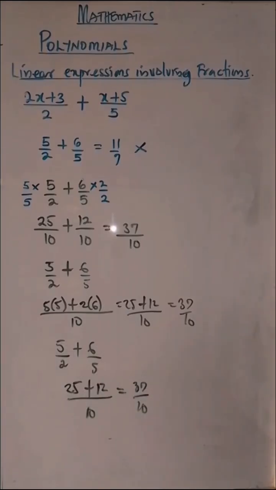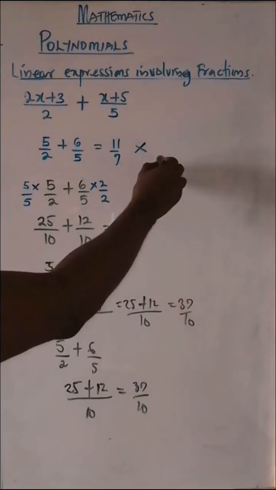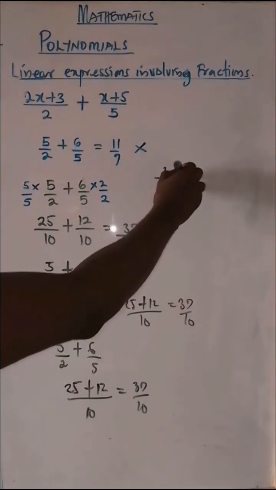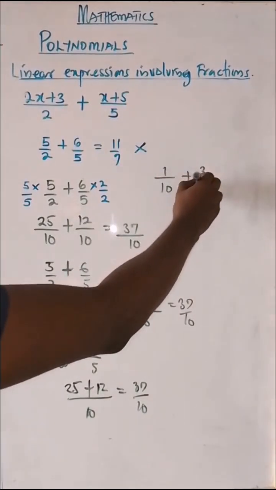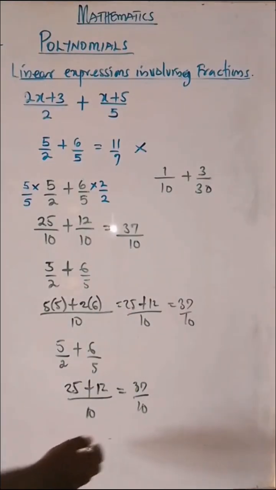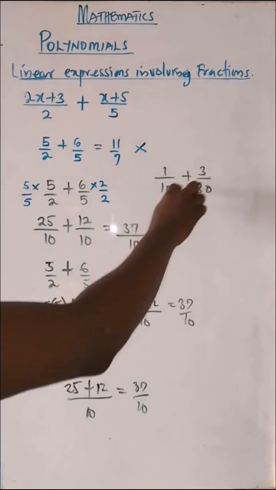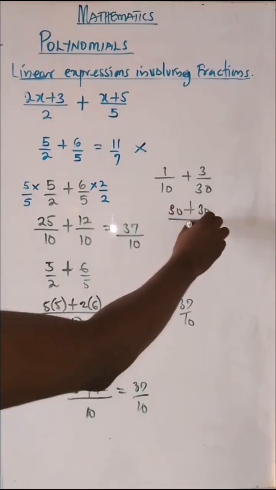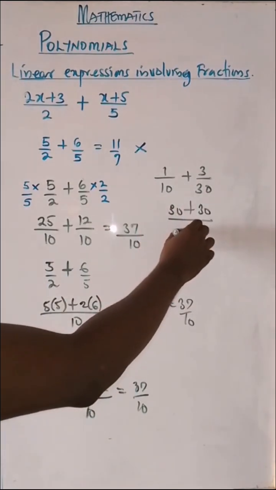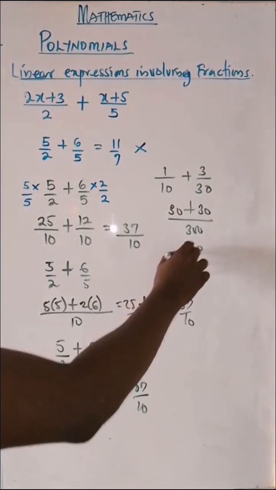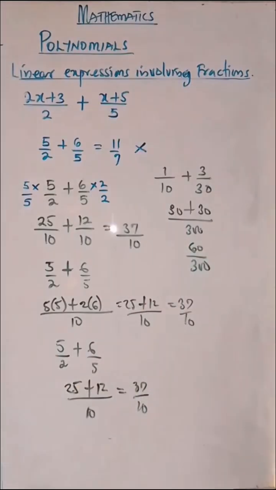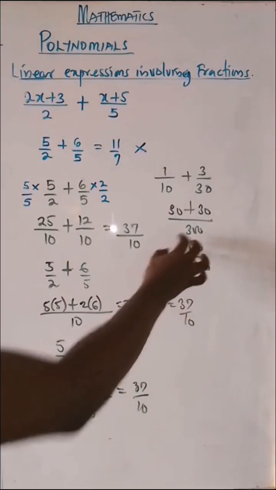Yes, but what if you have big numbers? Suppose I have 1 over 10 plus 3 over, let's say, 30. So using this approach, you do 10 times 1, 10. 10 times 3, 30. 10 times 30, 300. Then we add, I have 40 over 300. So the problem with this method is, at the end you get a big number.